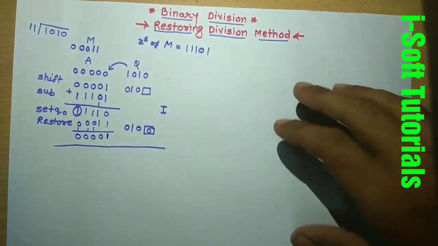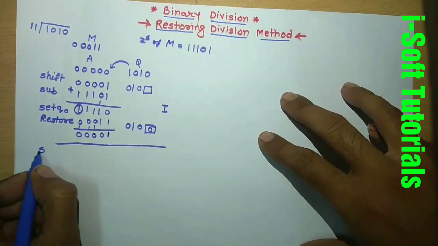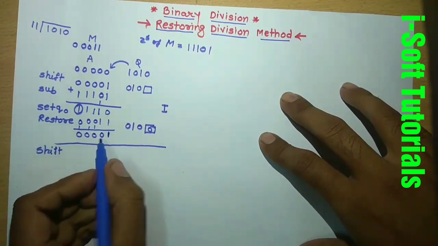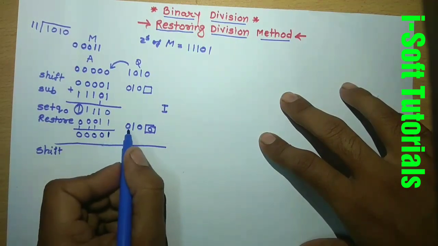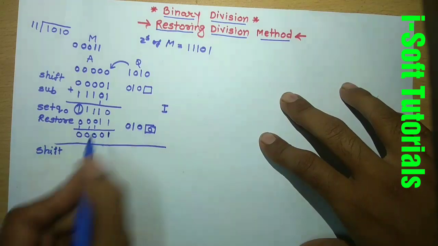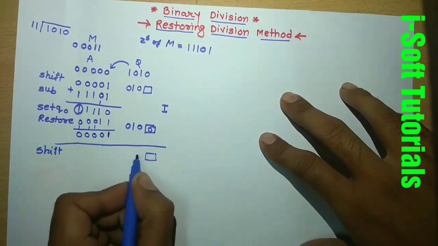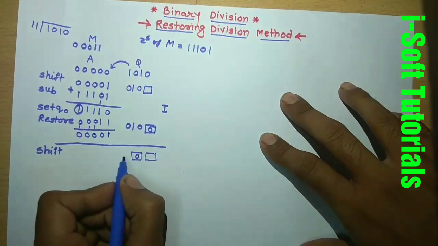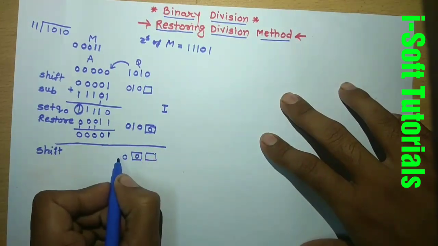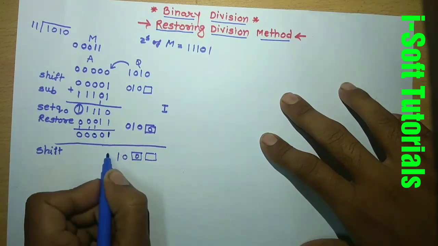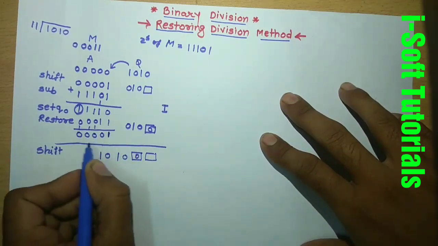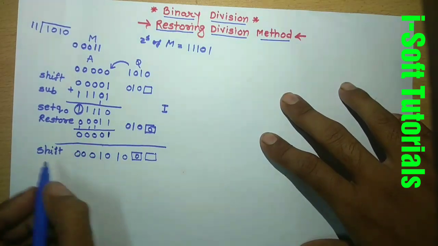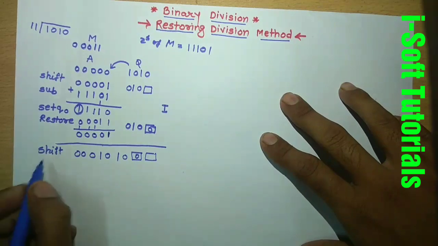So let us repeat this. Again in the second step, shift A and Q to left. Now this is our A and this is Q. So shift them to left. Again empty space. This box indicates that we have updated this 0. Then 0 1 0 1 0 0 0 0, 3 times. Then this is A and this is Q.